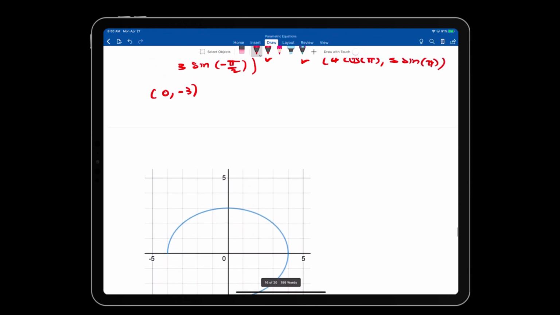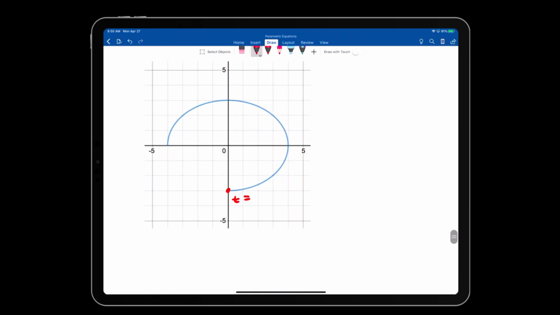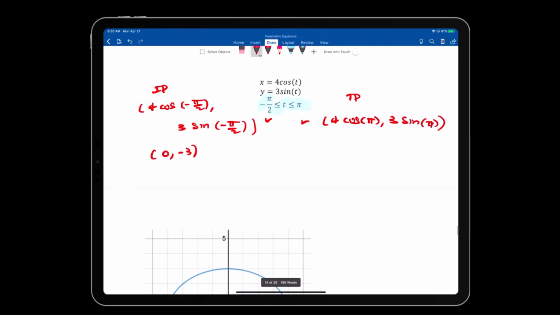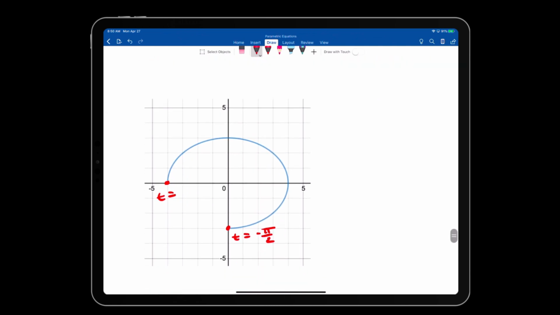t here is negative pi over 2. And I'm going to say to you, this is going to be here, t would be now, this is going to be your terminal point, by the way. That happens when t is pi. You could double check and verify this. We still have the counterclockwise orientation then.